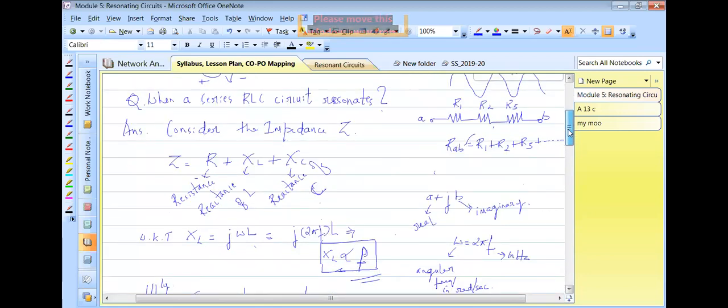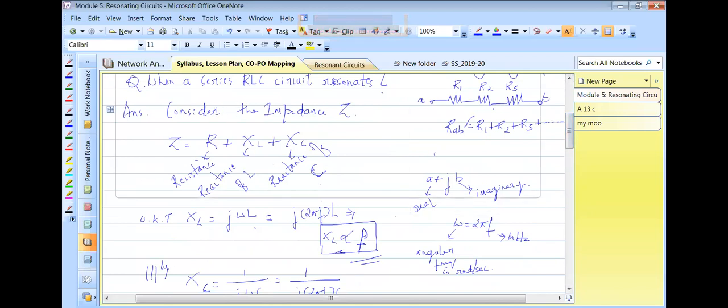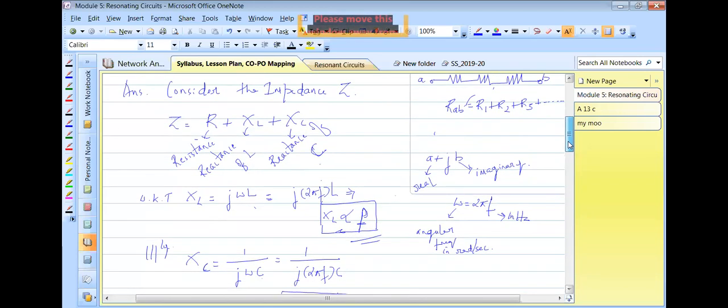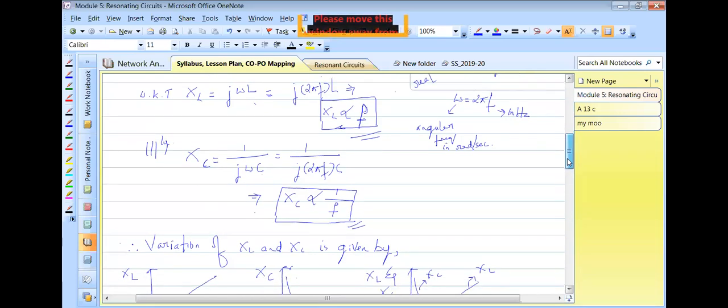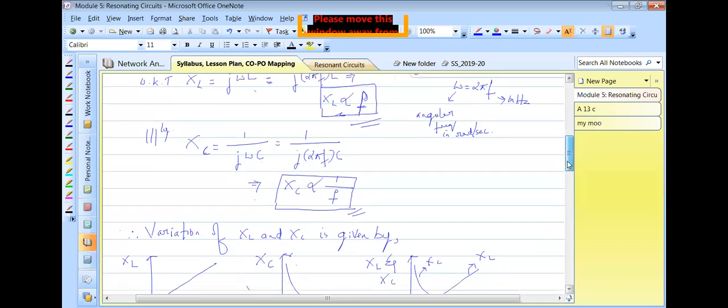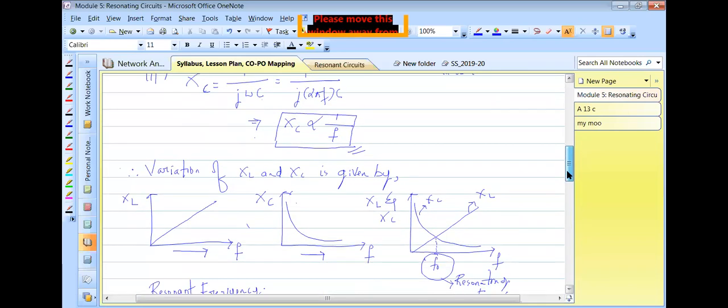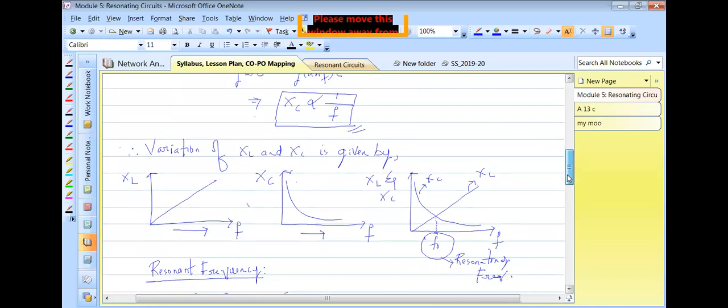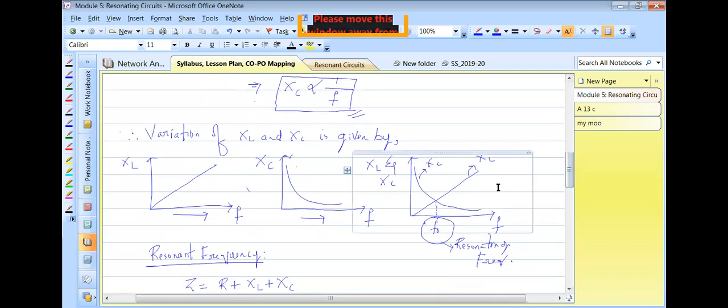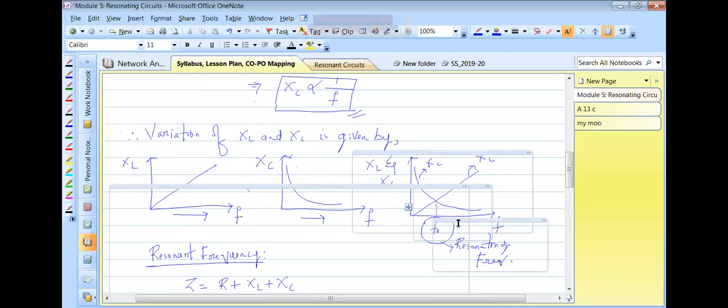And that part we analyzed by taking the impedance Z into consideration. Impedance Z, as we all know, is resistance plus the reactance. So it's the resistance plus reactance of the inductor and the capacitor. And we saw the variations of these reactances XC and XL. When these reactances of capacitor and inductor intersect, that point of intersection is referred to as the resonating condition.